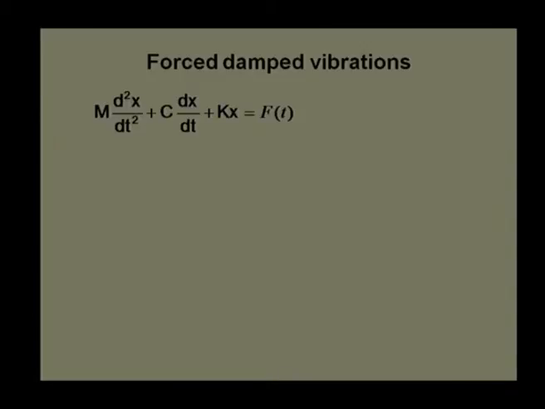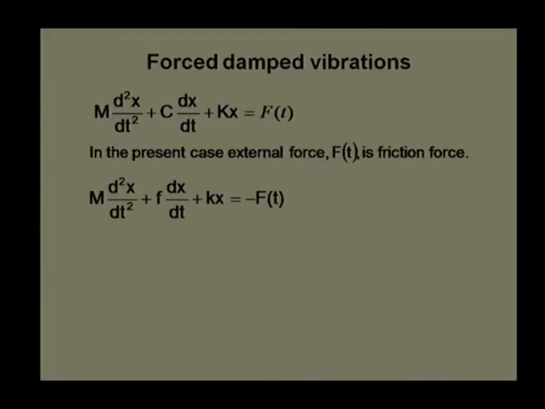To consider this further in detail, let us take a forced damped vibration case. This is the same as we described in the earlier case, except the last term, the right-hand side term, which shows the external force as a function of time. This force is varying with time. Here we are trying to consider F as a friction force. When we consider friction force, naturally a negative sign needs to be included in this case.